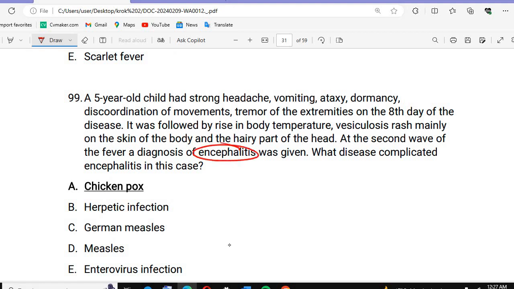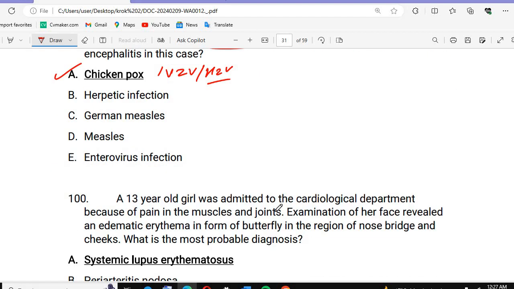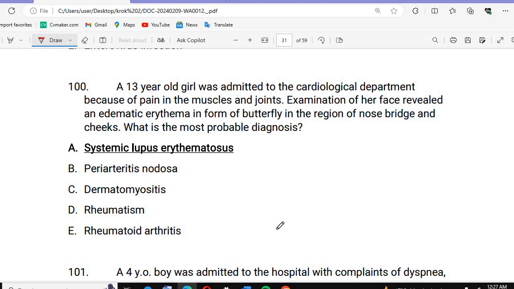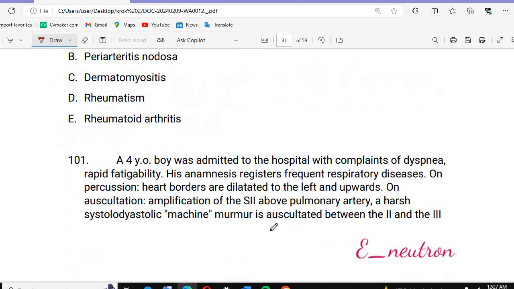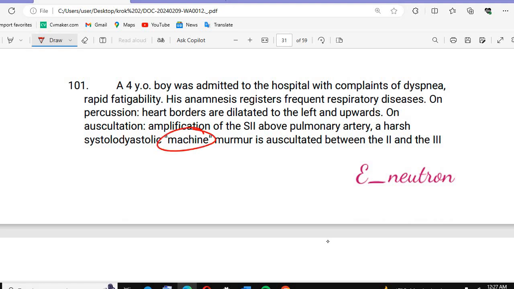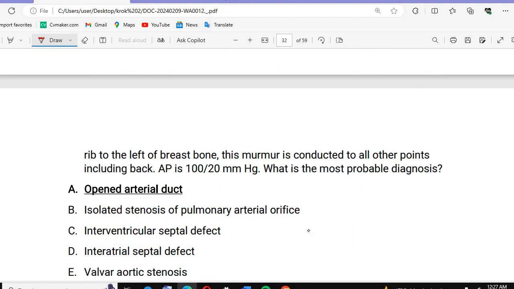The patient has encephalitis. What disease is complicated by encephalitis in this case? That is chickenpox, the varicella zoster virus. You just need to revise chickenpox and you will be able to find it. If there are butterfly rashes, that is systemic lupus erythematosus. If a machinery murmur is there, with auscultation at the second and third space, it is patent ductus arteriosus. Today only we studied it.